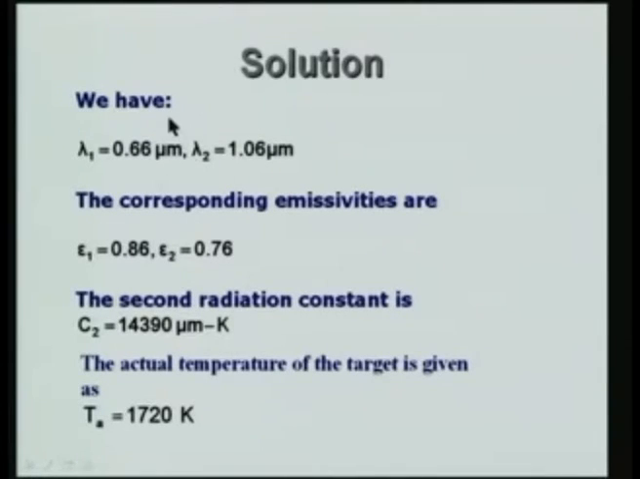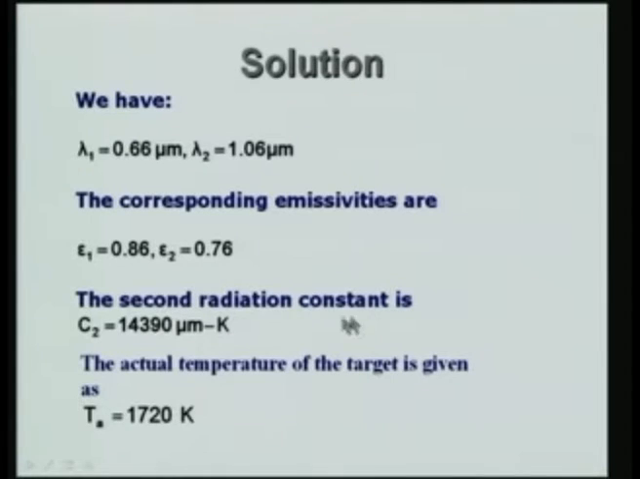So, we have the following data. I am taking the first wavelength as 0.66 micrometer, the second one at 1.06 micrometer. These are the two wavelengths specified in the problem. The corresponding emissivities are also known and given by epsilon 1 equal to 0.86 at 0.66 micrometer, and epsilon 2 corresponding to lambda 2 of 0.76.